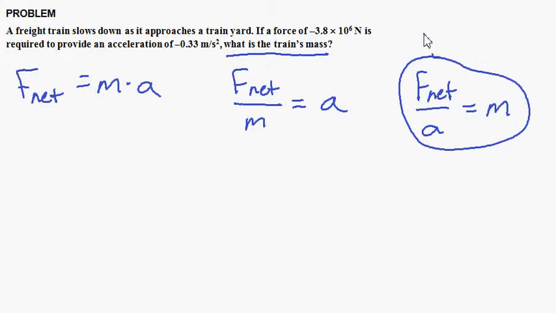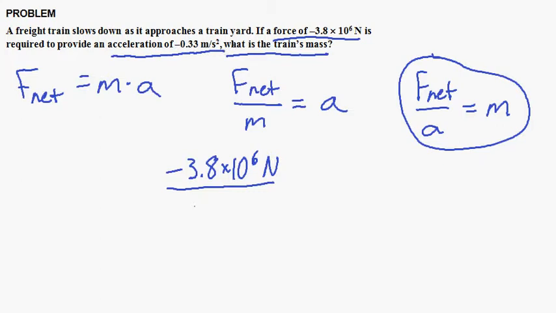Now that we know the equation that we're working with, we can go ahead and start plugging in the values. We would need to find the net force and the acceleration. And we can see that we have the force shown here. It's negative 3.8 times 10 to the 6th newtons. So a lot of force going on here, much bigger than other values you may have seen. That goes on top according to our formula. And the acceleration should go on bottom, and we can see that is here. Acceleration negative 0.33 meters per second squared. And this will be equal to the mass.